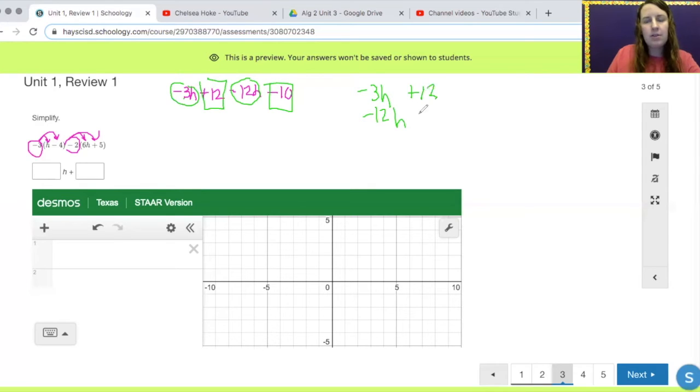So adding together or combining together, -3, -12 makes -15 h's. +12, -10 is a +2. So -15h plus 2. So for this one, we're going to need to put a -15 in front of our h, attached to the h, so -15h. We have already got the plus sign, like right here, so +2. I'm going to type a 2 in that box.